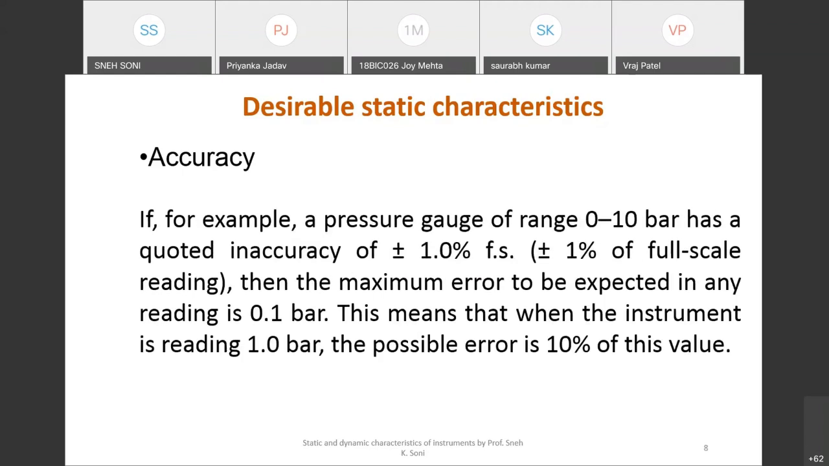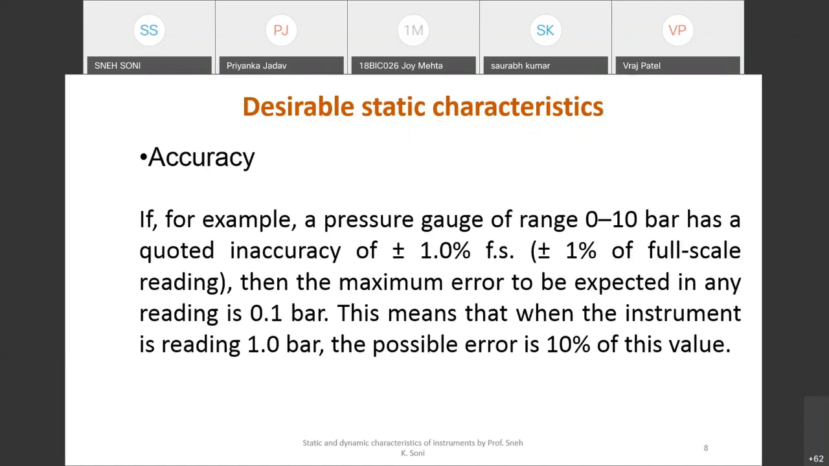For reference, I'm using a pressure gauge with a range of 0 to 10 bar, right? Bar is a pressure unit. It has a quoted inaccuracy of plus or minus 1%. The pressure gauge data sheet has mentioned that its inaccuracy is plus or minus 1% of full scale. So we have the reference as full scale. Now you can see here, 1% plus or minus of your full scale, the main scale, is your inaccuracy. So the maximum error to be expected will be here in this particular case.